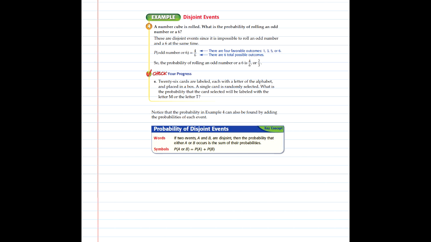A number cube is rolled. What is the probability of rolling an odd number or a 6? Well, there's 3 odd numbers and 1 six, so that's 4 out of 6, which simplifies to 2 over 3.